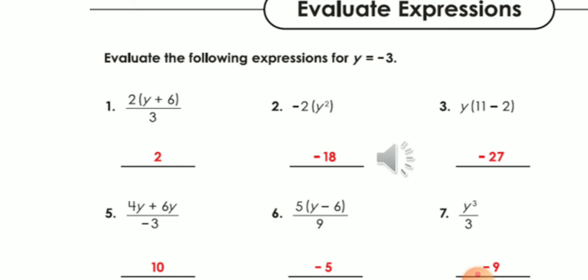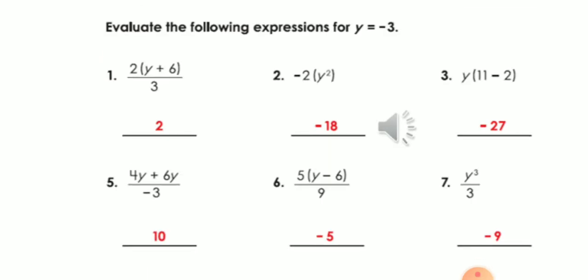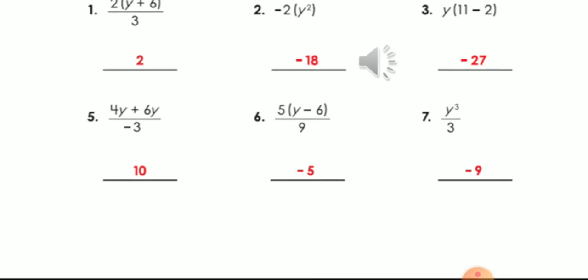Okay, moving to the other one. Y, open bracket, 11 minus 2. 11 minus 2 will give me 9. 9 times negative 3, which is y, equals negative 27. Moving to number 5.